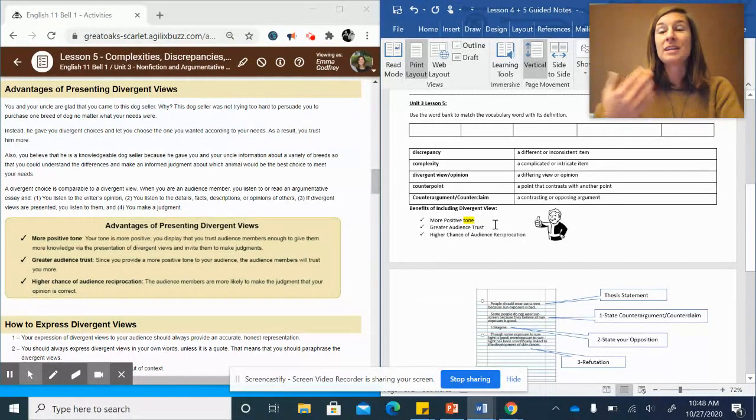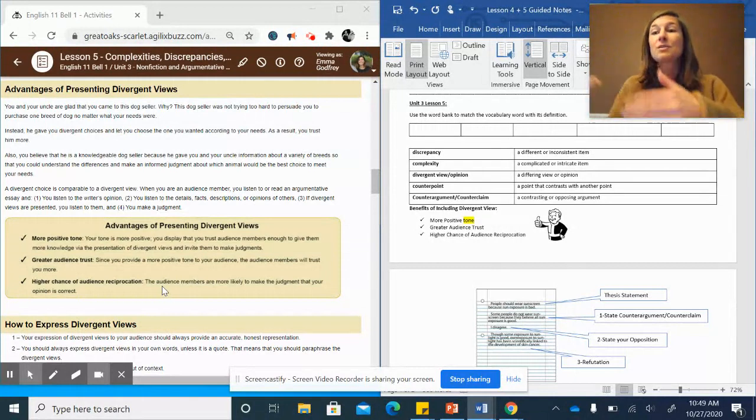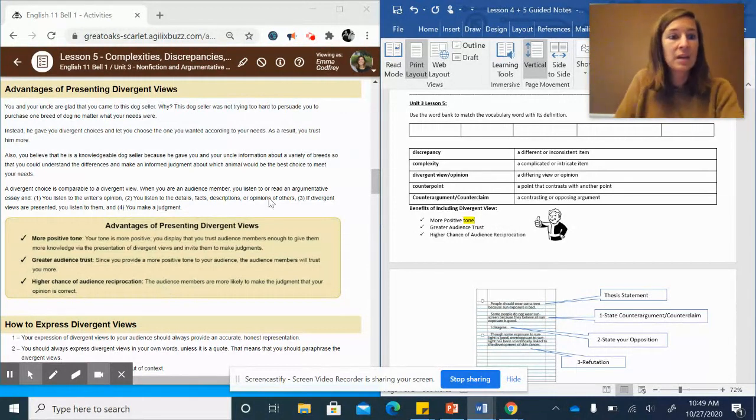They know that you've taken the time to research both sides and you aren't just basing it on your knee jerk reaction to something. And then there's a higher chance of audience reciprocation. And what that means is the audience members are more likely to make the judgment that your opinion is correct. If you've taken the time to say, I've looked into both sides, here's what they're saying, here's what I'm saying, and this is why I think my side is stronger, they're more likely to then agree with you if you've done all the work for them.